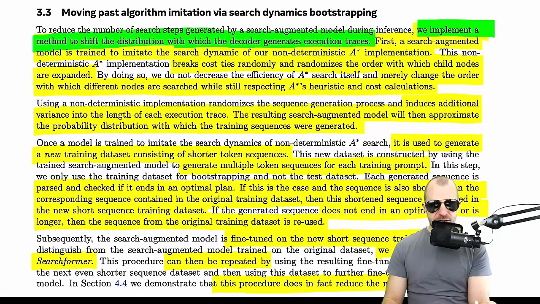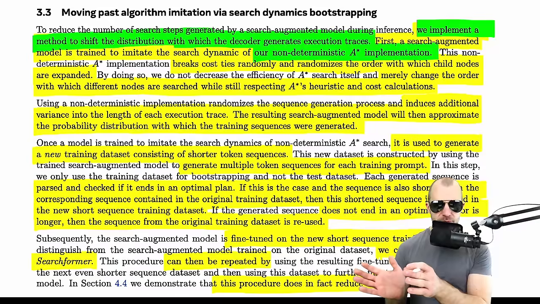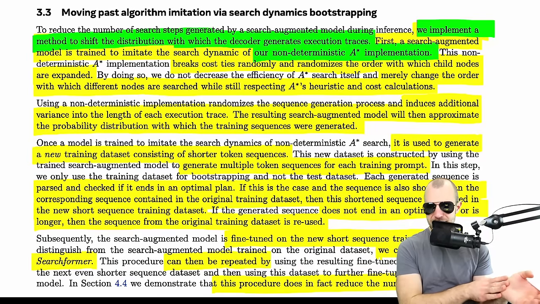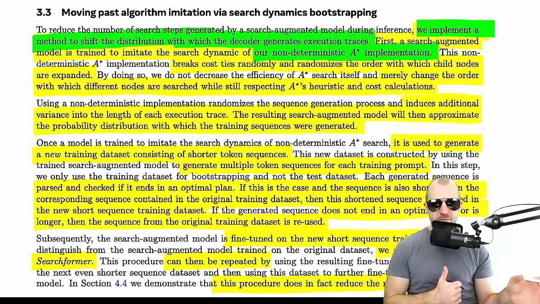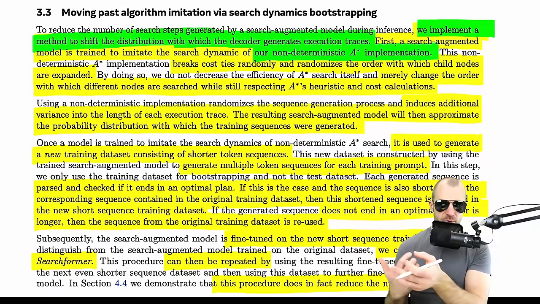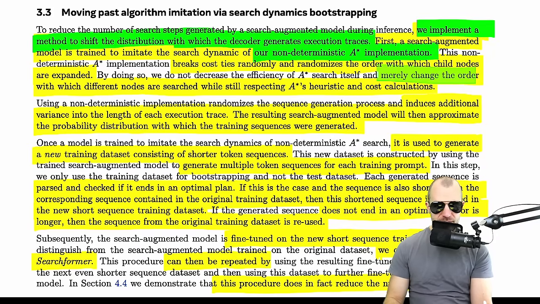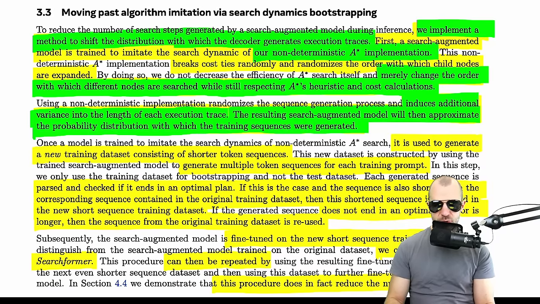So first, they train a model like they just did on the non-deterministic A-star implementation. Non-deterministic is important because that introduces some variance into the mix, right? So the same input problem can actually have different execution traces to reach the same, or an equivalently cheap, plan. There can be many optimal plans, but even if it reaches the same plan, the execution trace in the middle is going to be different because we break ties randomly, we order children exploration randomly, and so on. So they say they merely change the order in which the different nodes are searched while still respecting A-star's heuristic and cost calculations. So this induces additional variance into the length of each execution trace. The resulting search augmented model will then approximate the probability distribution with which the training sequences were generated.